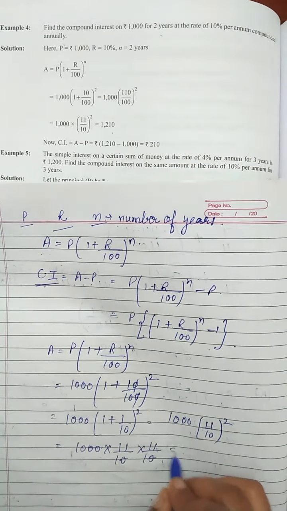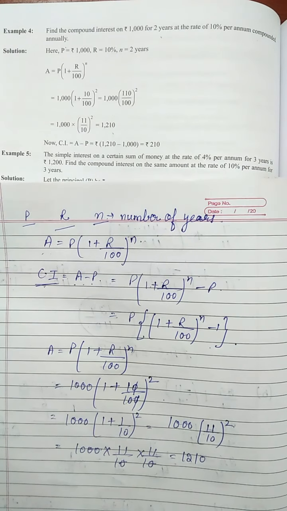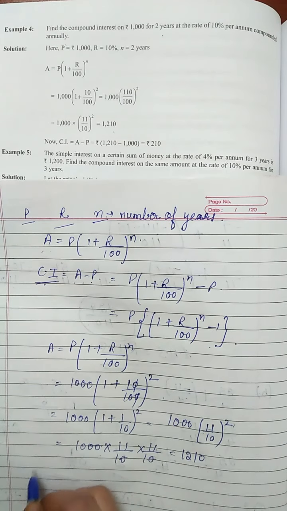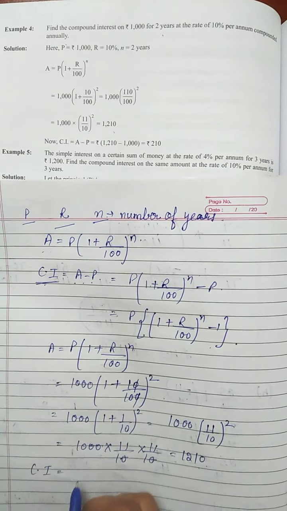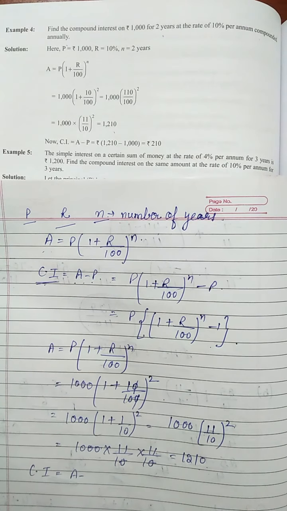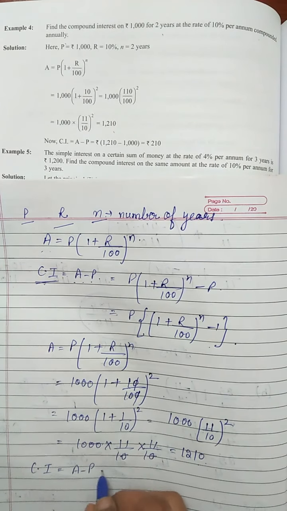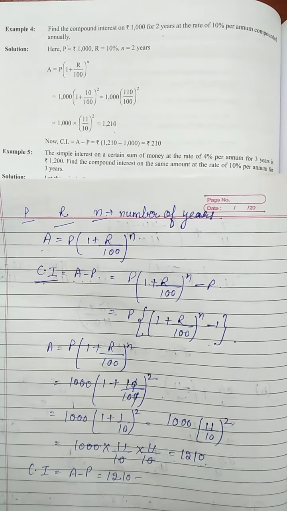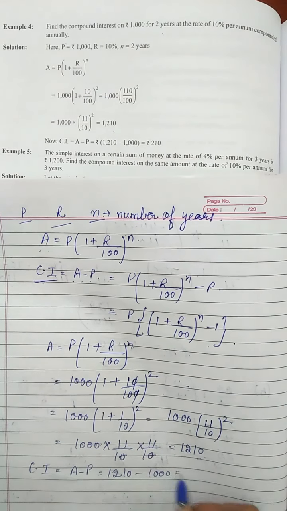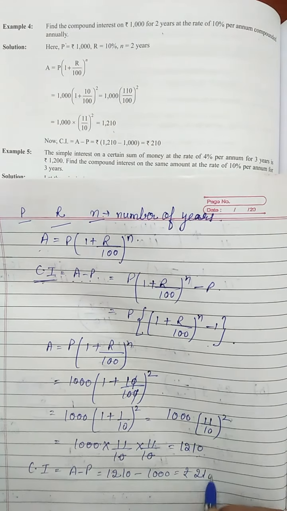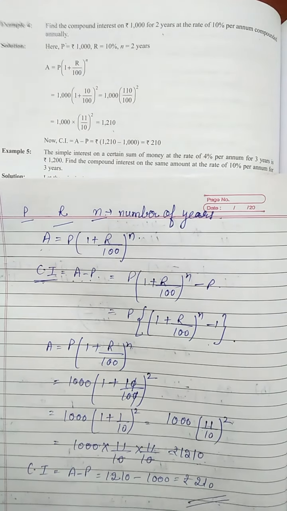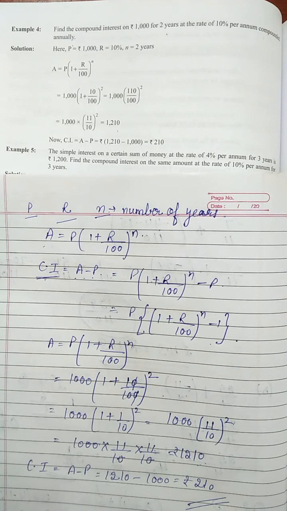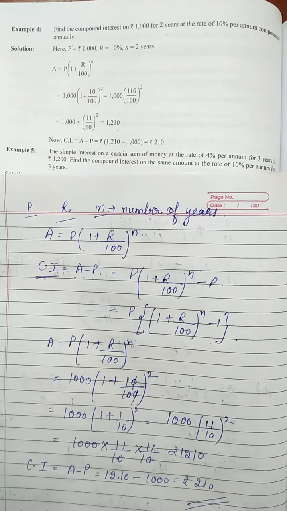Now we calculate it. Its answer is 121 times 10, which is 1210. Okay, so now we calculate compound interest. As you know, the formula of compound interest is amount minus principal. So amount is 1210 minus principal 1000. So the answer is ₹210. So this is our answer. In this way we calculate compound interest by using the direct formula.